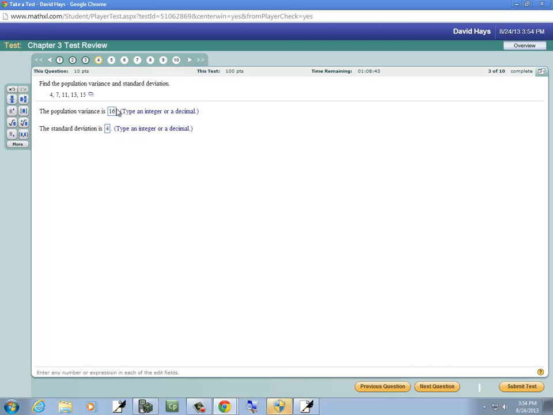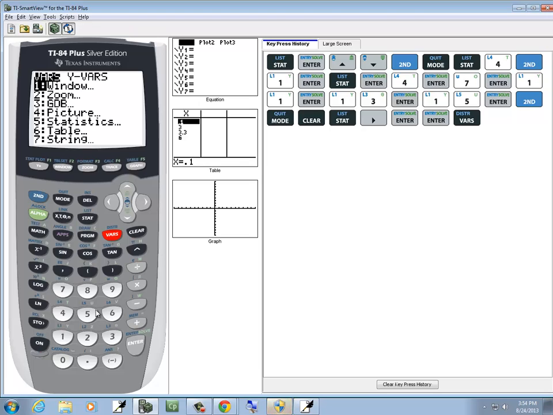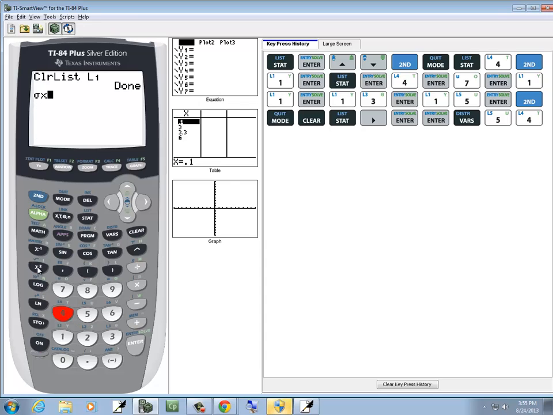So I don't need to actually use my calculator for that. But if I did, the quick way to do it, if I had a bunch of decimal places here, would be to choose my vars, choose number 5 for statistics, and choose number 4 for sigma. And then push my x squared button and press enter.